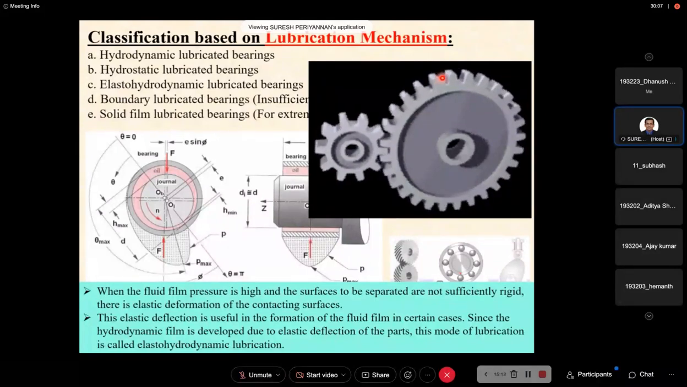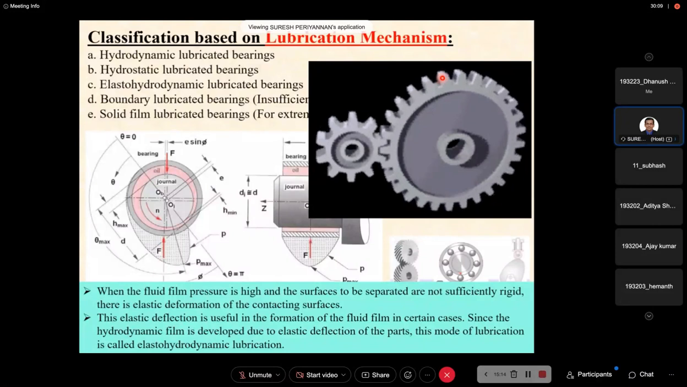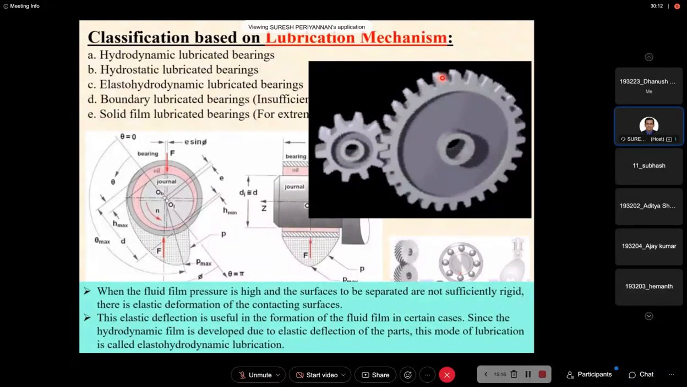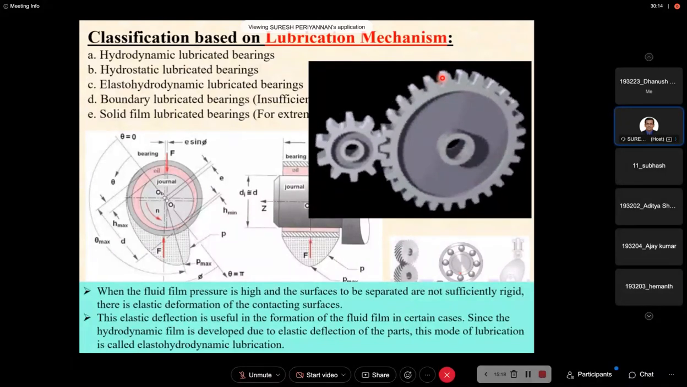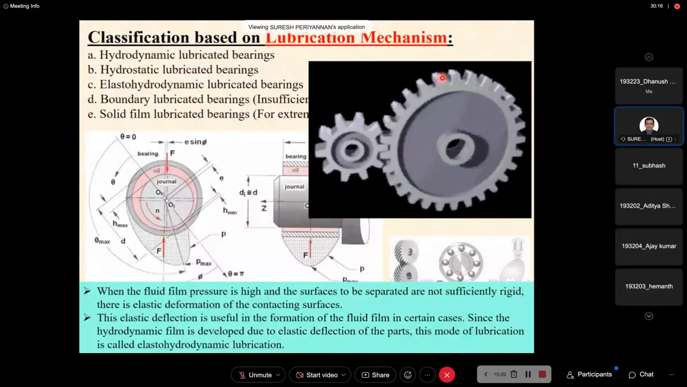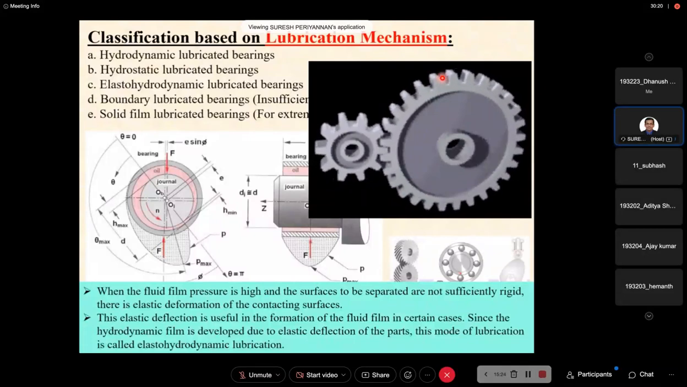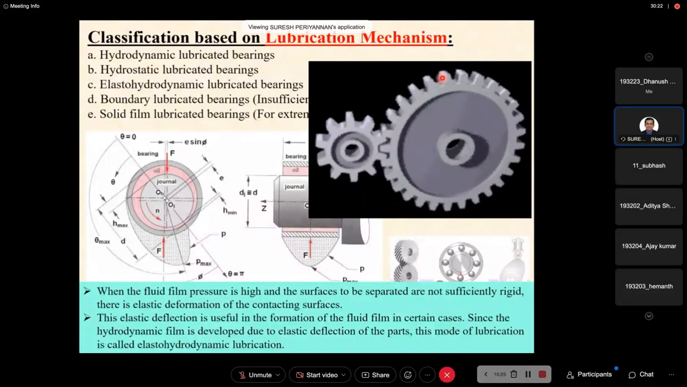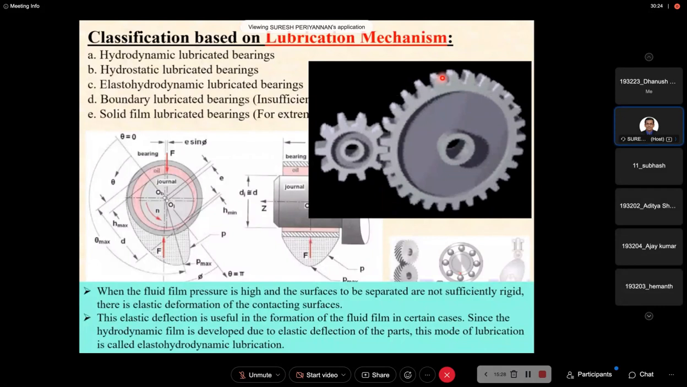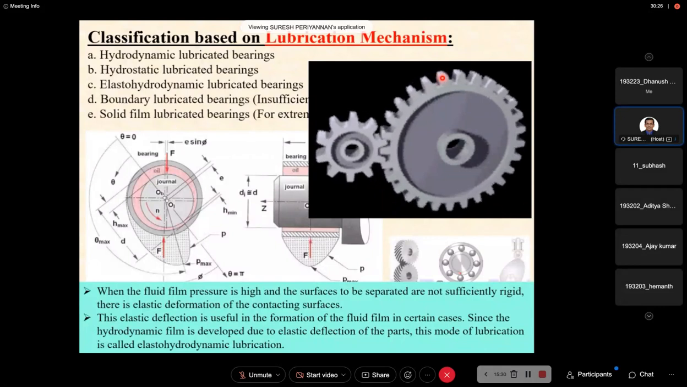At high speed of gears, what will happen? We are only talking about the radial force PR, the tangential force PT, and the axial thrust, the axial force PA. We are talking about that only.